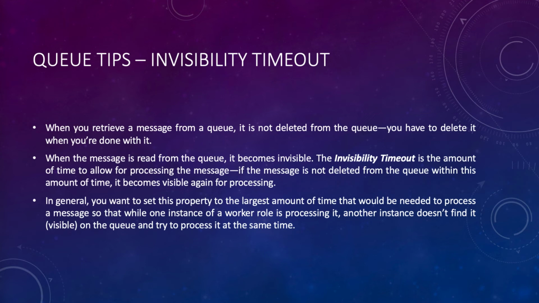In general, you want to set the property to the largest amount of time that would be needed to process a message, so that while one instance of a worker role is processing it, another instance doesn't find it visible on the queue and try to process it. You don't want to read the message from the queue, delete it from the queue, and then start processing it. Why? Because in case the receiver fails, the queue entry will never be processed. And that's why we leave it invisible and wait for the handler to take care of it.